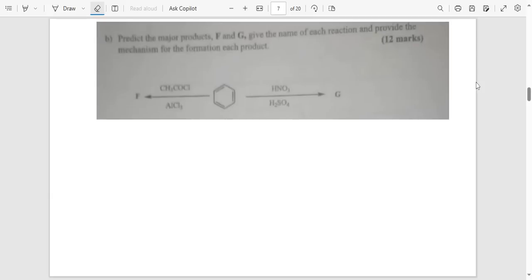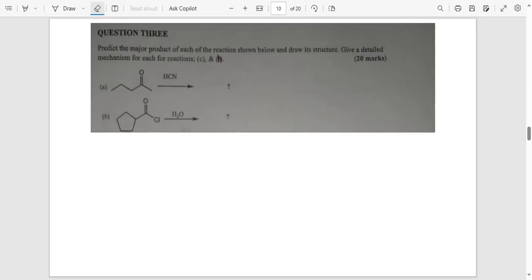All right, so we finished question two, so we're starting at question three. Now here, predict the major product of each of the reactions shown below and draw the structure. Give a detailed mechanism for each of the reactions C and H. So we are only giving a detailed mechanism for C and H. The others we are just writing structures.